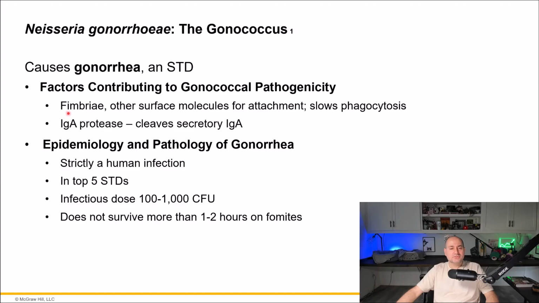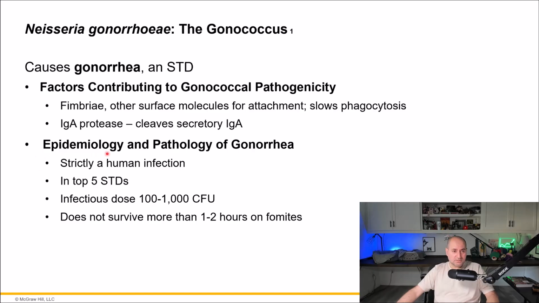Remember, these are short bristle-like extensions that help the bacteria to attach to your tissues, to your cells. And they can slow phagocytosis by white blood cells. They also have IgA protease, which cleaves secretory IgA. Remember when I said that your saliva and your mucus has IgA inside of it? This is a type of antibody that helps to fight bacterial infections. And so these guys produce a protease that destroys this important antibody that you have inside of your secretions.